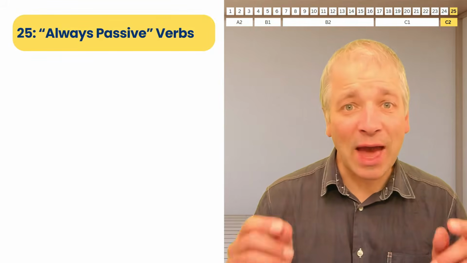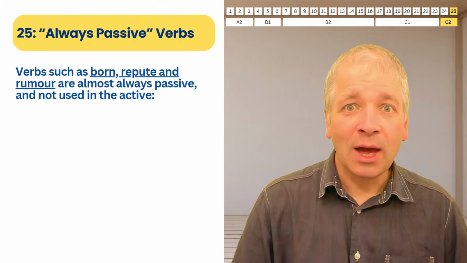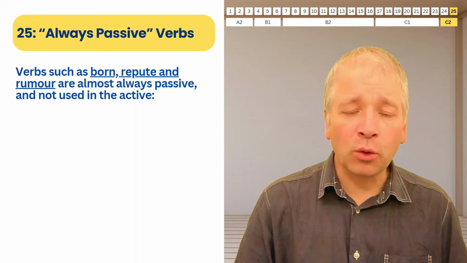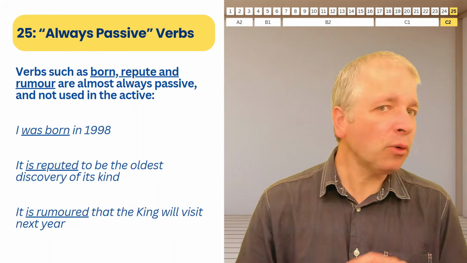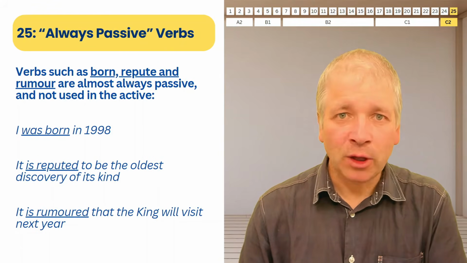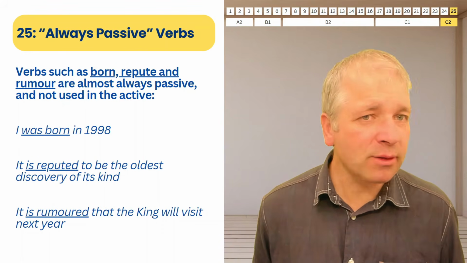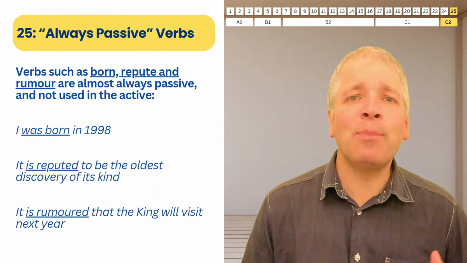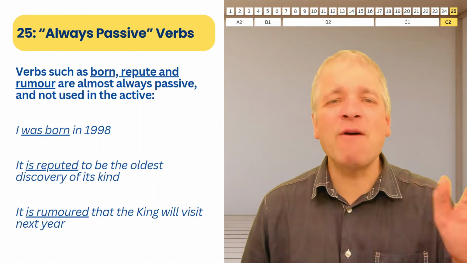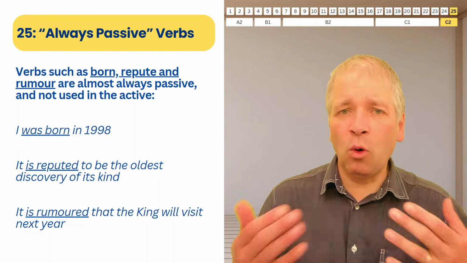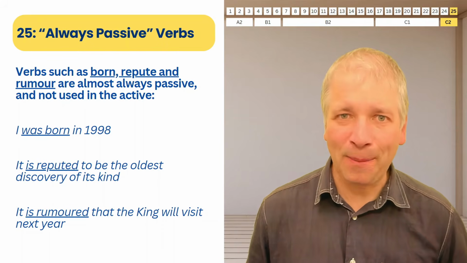And finally, there are some verbs that are almost always passive. And these verbs are born, repute, and rumour. I was born in 1998. You'll very rarely see this used in the active voice. In the past, it was possible to say, I bore a child. It is used a little bit nowadays, but it's hardly ever used. It's almost always was born, is born, has been born. It's almost always in the passive.